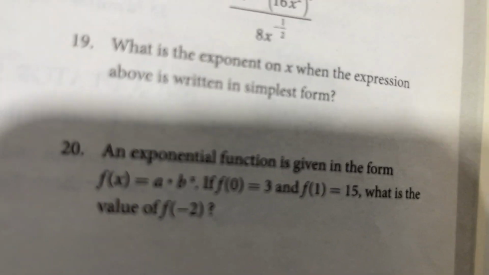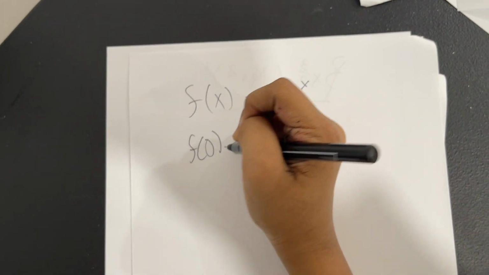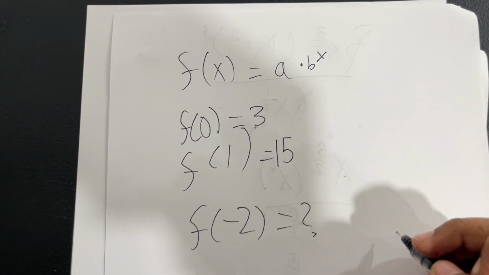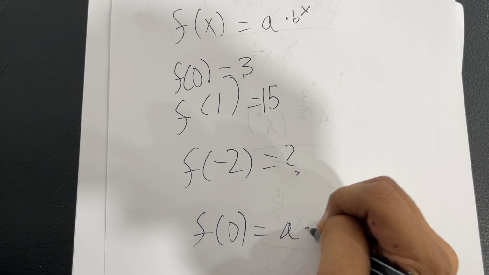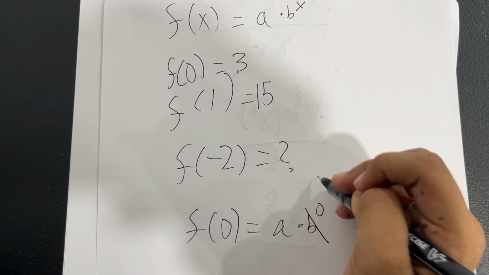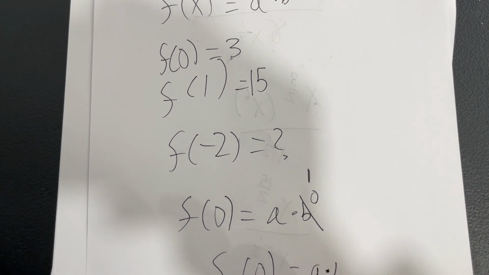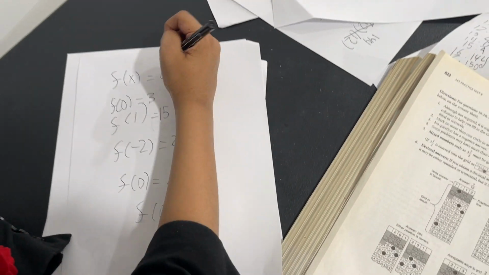And an exponential function is given in the form f of x is a times b to the x. So f of 0, according to the problem, is 3. And according to the problem, f of 1 is 15. So they're asking us to find f of minus 2. Now the key here is finding what a is. So first of all, f of 0 has to be equal to a times b to the 0th power. Anything to the 0th power must be 1. f of 0 thus must be a to the 1. And since f of 0 is 3, then 3 is a. So we know what a is.